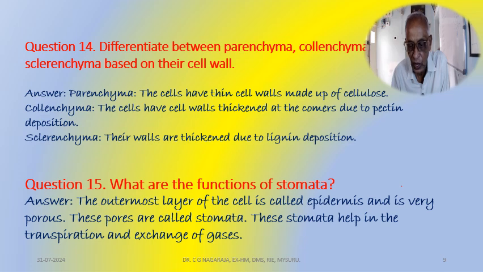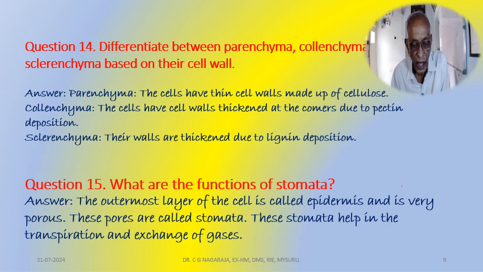Next question is, what are the functions of stomata? This is an important question. You should be able to remember the answer. Outermost layer of the cell is called epidermis in all the plants and is very porous. Porous means it has got small pores. These pores are called stomata.